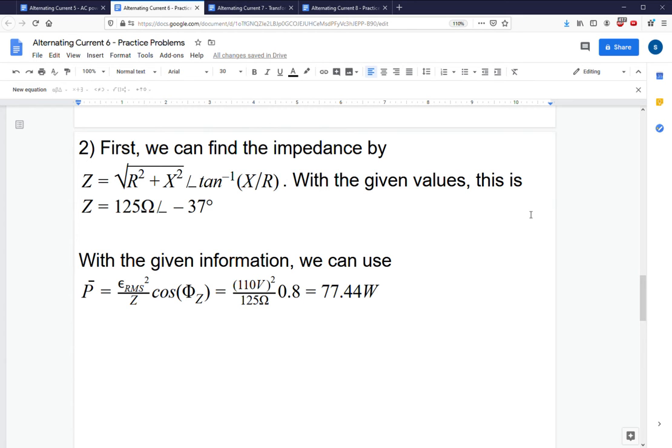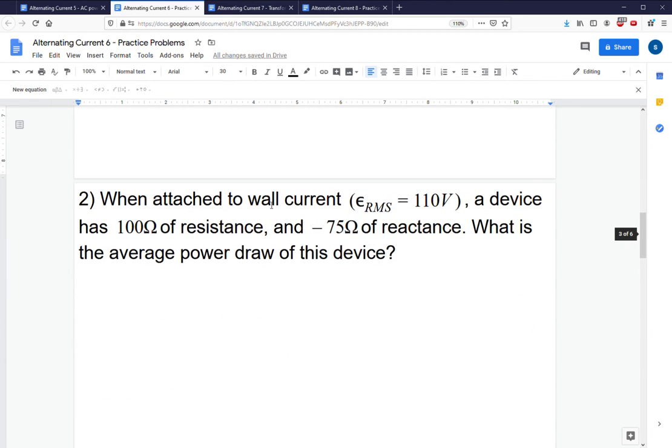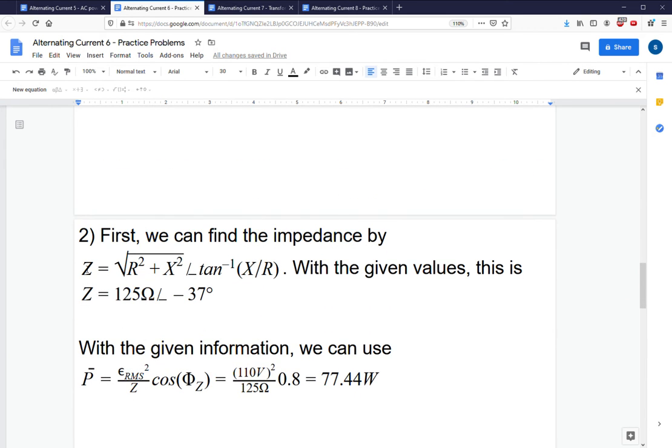So first, let's find the impedance. We are given resistance and reactance, and we can use the formula that impedance is equal to the square root of resistance squared plus reactance squared. So 100 squared plus 75 squared, all square rooted, gives us 125 ohms of impedance. We can also find the phase angle of the impedance by finding the arctangent of reactance divided by resistance. And this gives us a phase angle of negative 37 degrees.